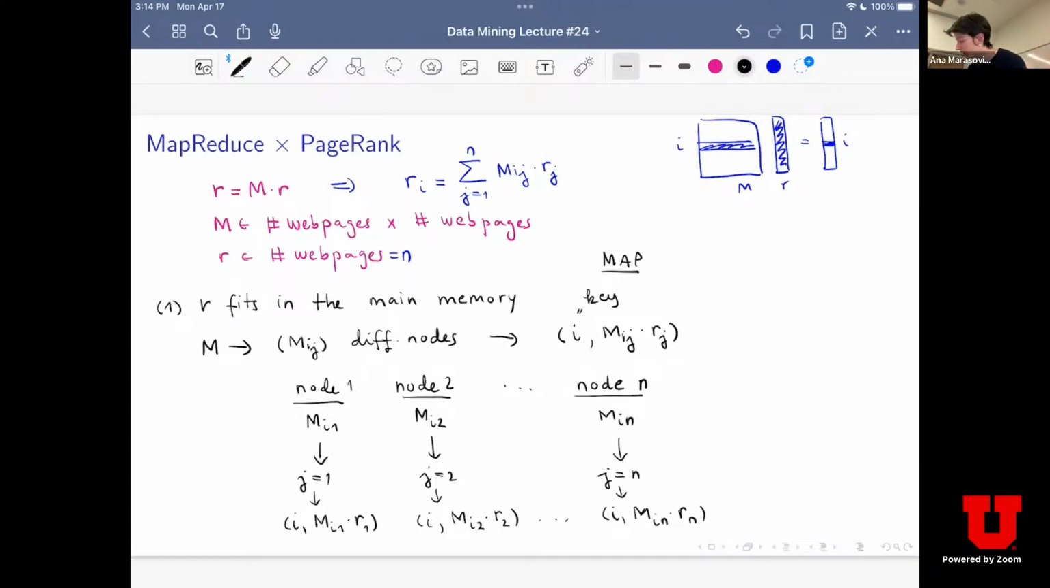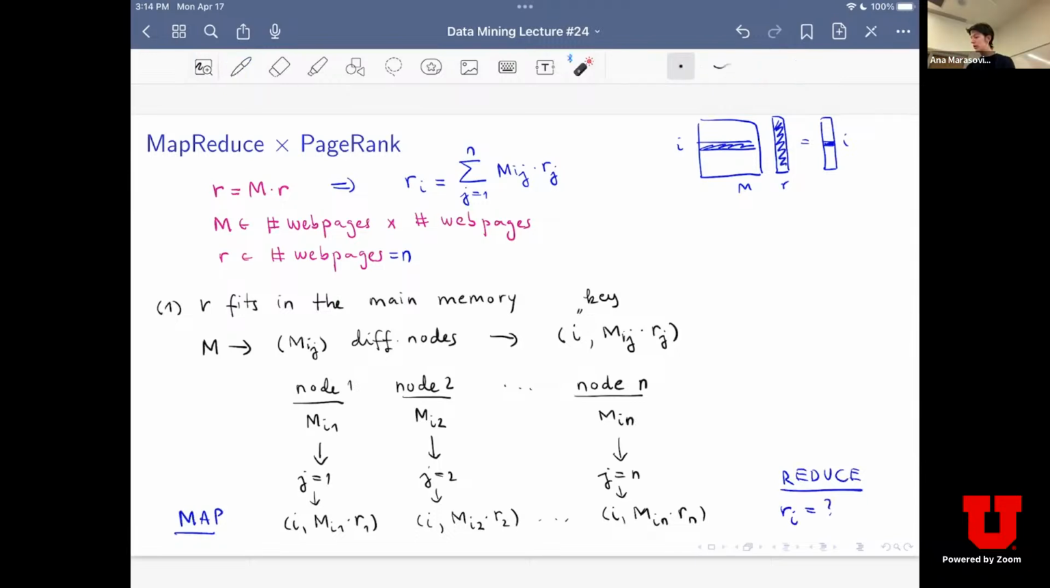Okay, so this was our map operation only for a certain row I. And now we need to group by key, and here they are kind of already grouped because we just focused on one row. And the next thing is reduce, right? We want to find the value of Ri.